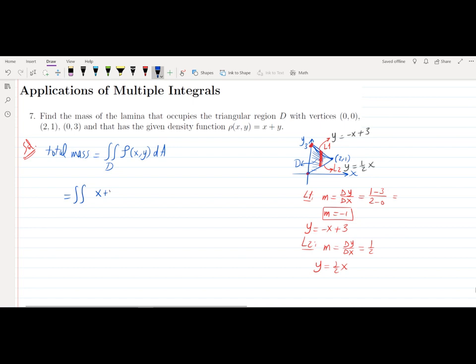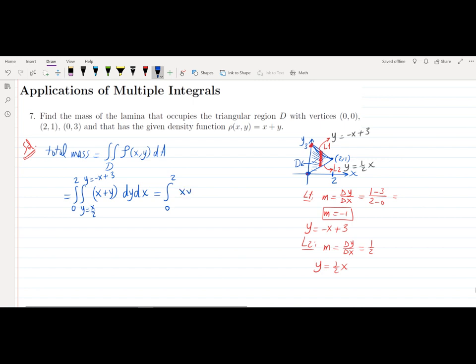And then return to our problem, it will be the double integral of rho, which is x plus y, times vertical, which is dy dx. The limits of y will be from lower, y equals half x, and upper, y equals negative x plus 3. And now we have to get the limits of the x variable, which starts from 0 till this point, which is 2, so from 0 to 2. So we have to make this a simple integral with respect to y first.